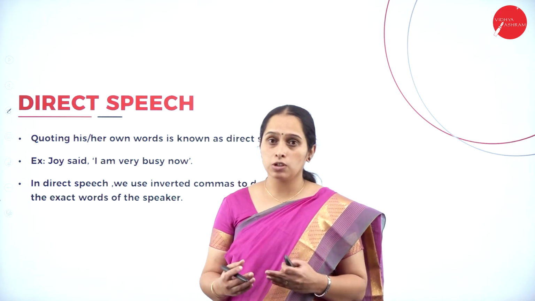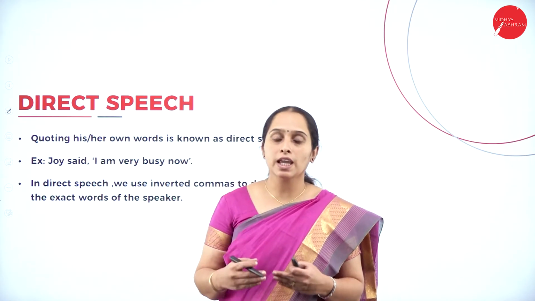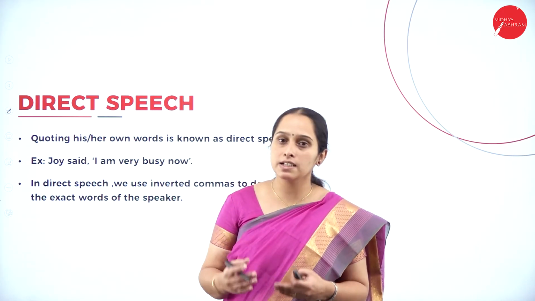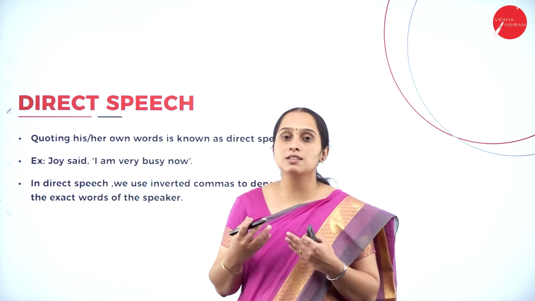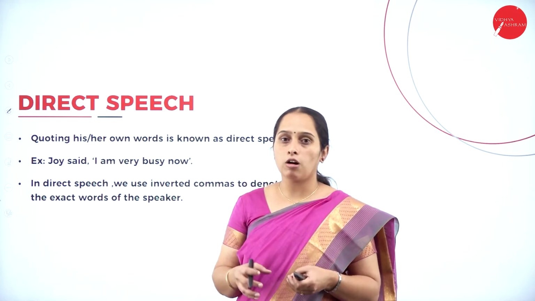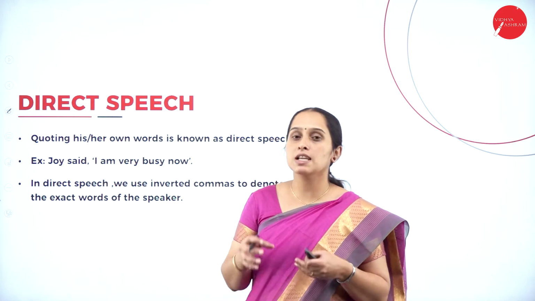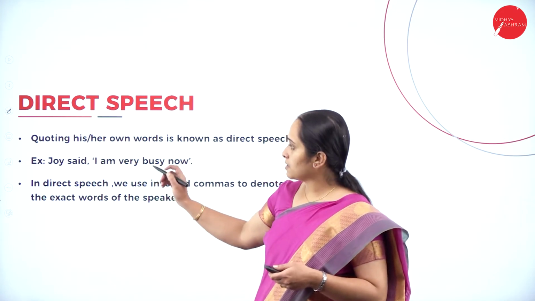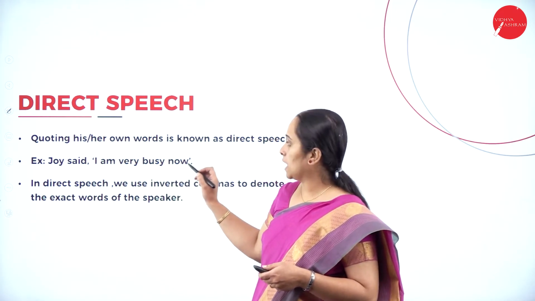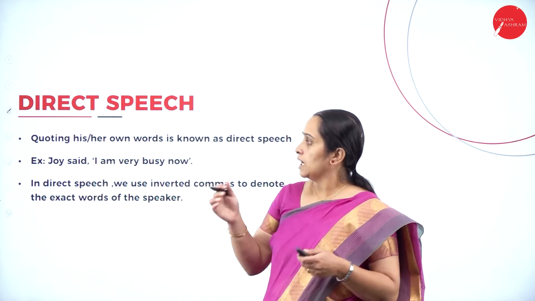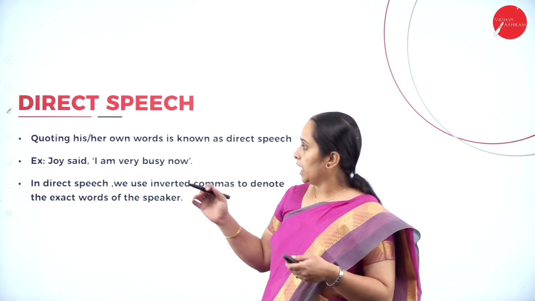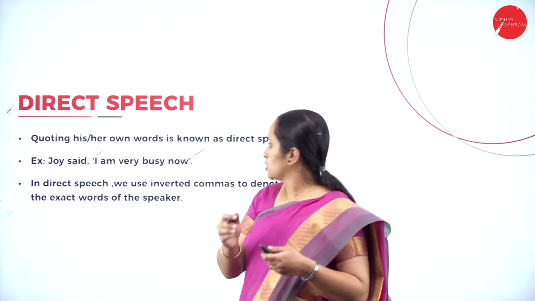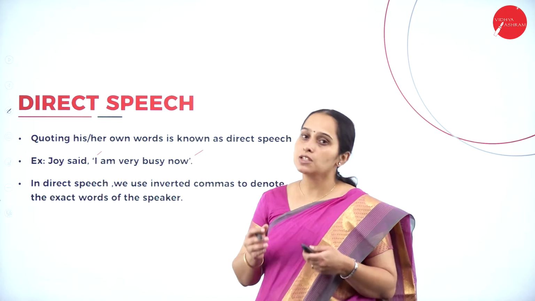If we want to quote other speech, we can quote that in two ways: the direct speech and the indirect speech. Now let us know what is direct speech. Quoting his or her own words is known as direct speech. An example: Joy said, "I am very busy now." In direct speech, we use inverted commas to denote the exact words of the speaker.